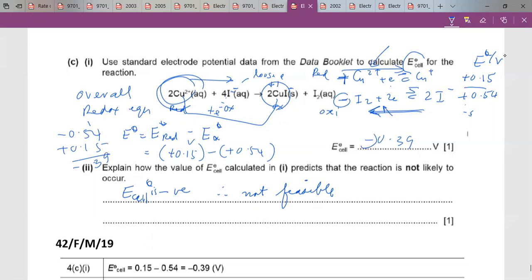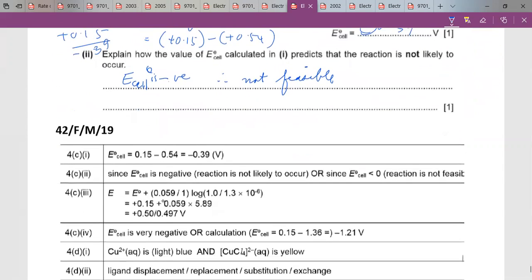So you must look at the equation. For this reaction, it means it's not possible. Minus here. So calculate here, it's negative, not feasible. You must have a positive E cell. So since the E cell is negative, the reaction is not likely to occur. Understand? All right. Now this one here is a Nernst equation question.